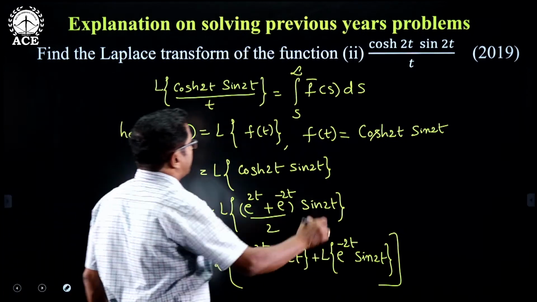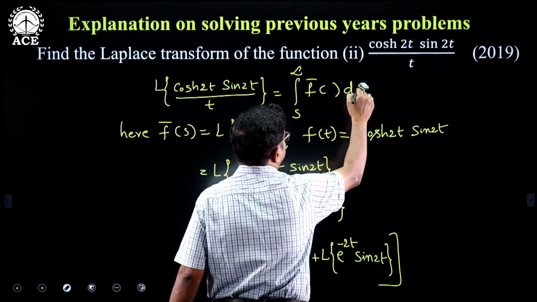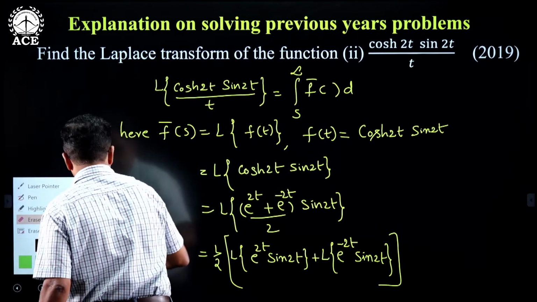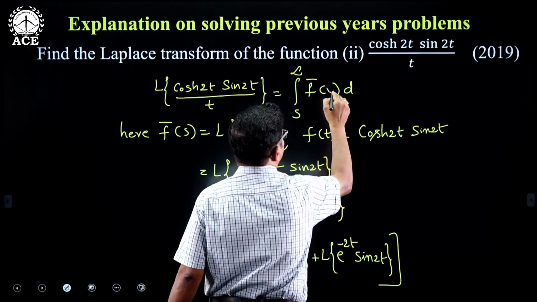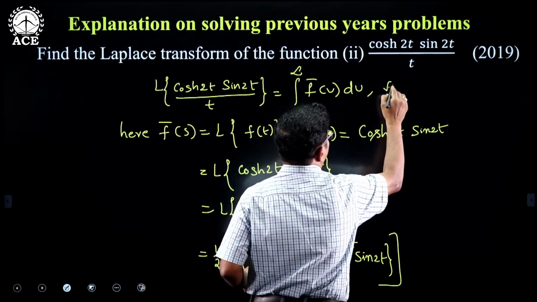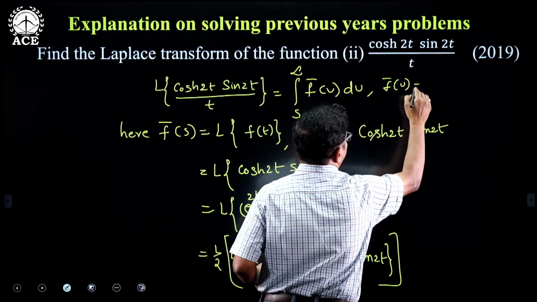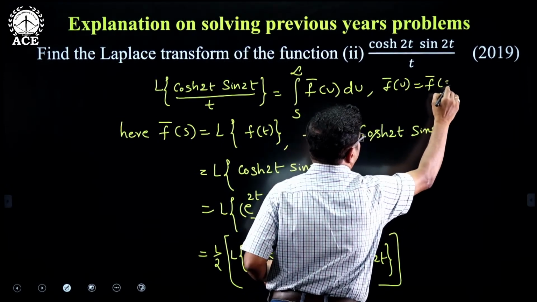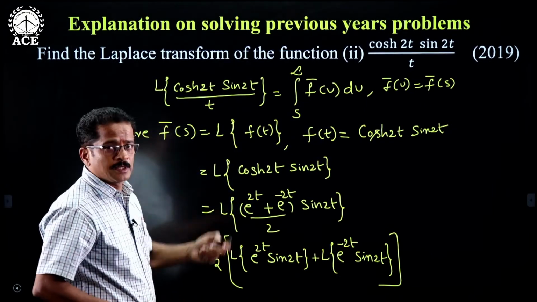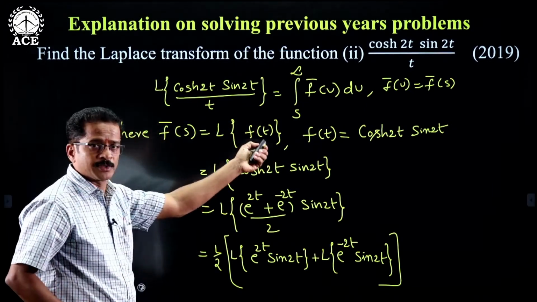For convenience, I said you have to take this as f bar of u du. So where f bar of u equals f bar of s, in the place of f bar of u I am taking f bar of s, for the sake of convenience.